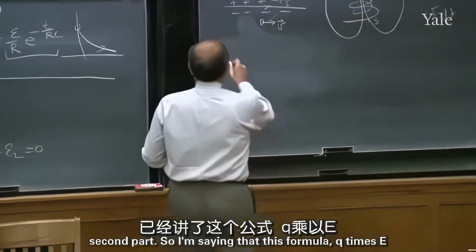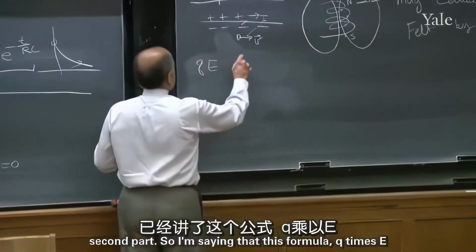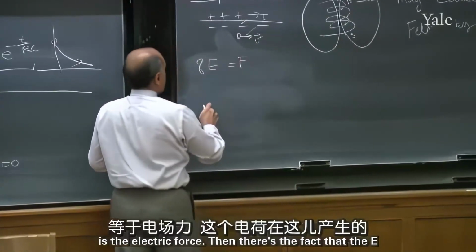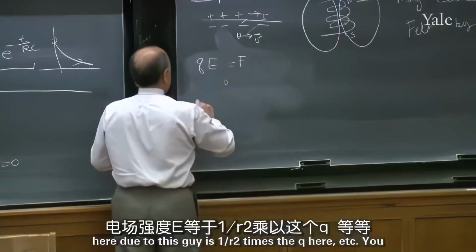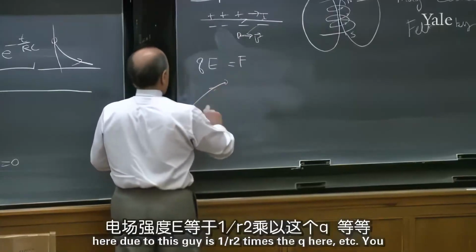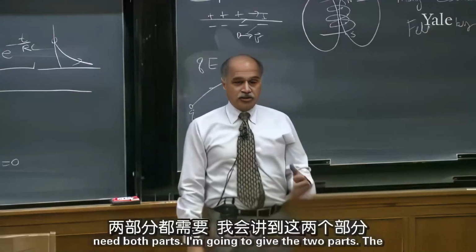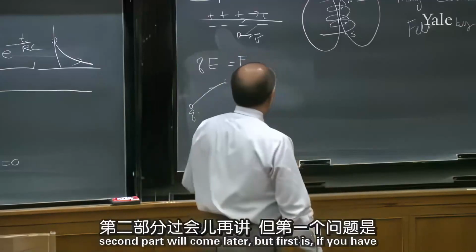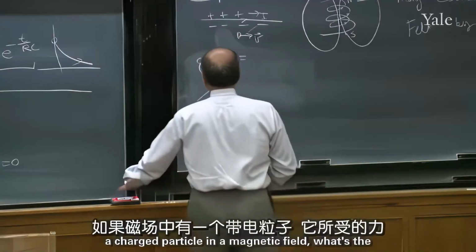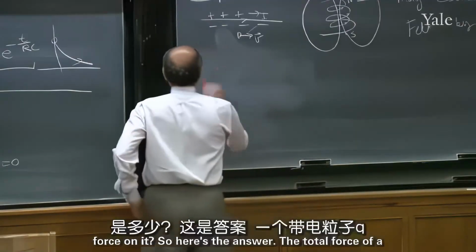So I'm saying there is this formula, Q times E, the electric force. Then there's the fact that the E here, due to this guy, is 1 over r squared times the Q here, etc. You need both parts. So I'm going to give the two parts. The second part will come later. But first is, if you have a charged particle in a magnetic field, what's the force on it?